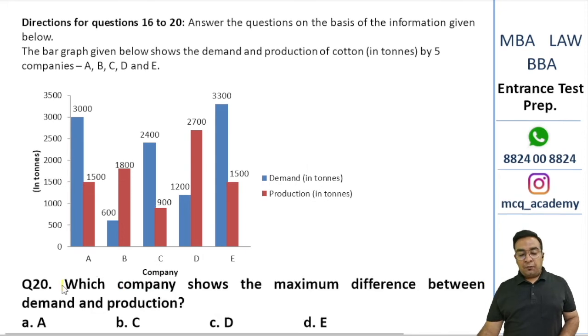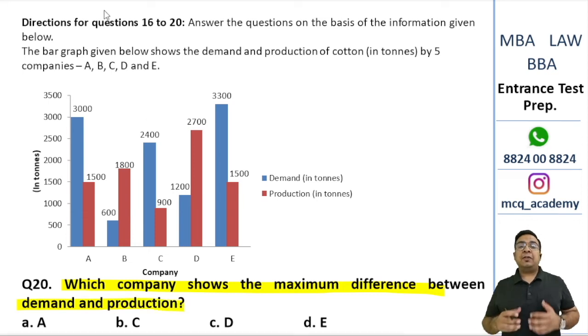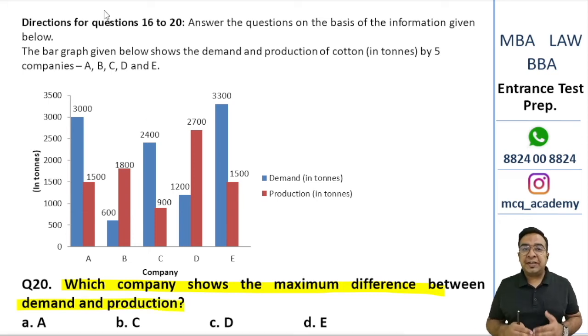Question number 20. Which company shows the maximum difference between the demand and production? Now यहाँ पे आपसे केवल ये कहा गया है कि मैक्सिमम होना चाहिए इनके बीच का डिफरेंस. ये नहीं मेंशन किया गया है कि डिमांड ज्यादा हो या प्रोडक्शन ज्यादा हो. तो दोनों के बीच में जहां पे आपको गैप सबसे बड़ा दिखाई दे रहा होगा बार्स में, would become the answer to this question.